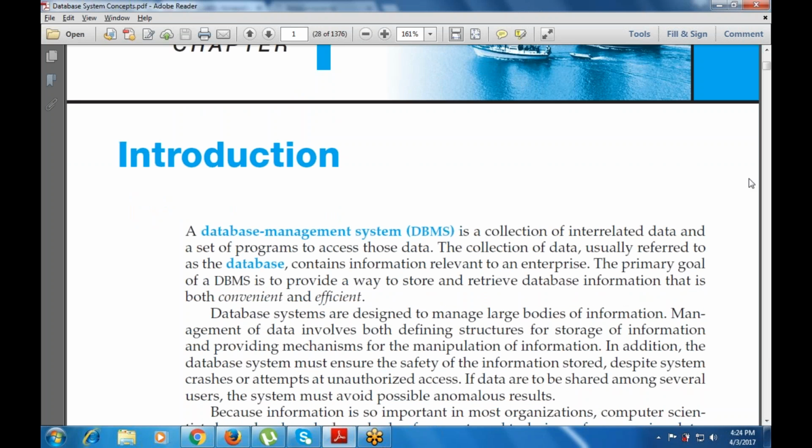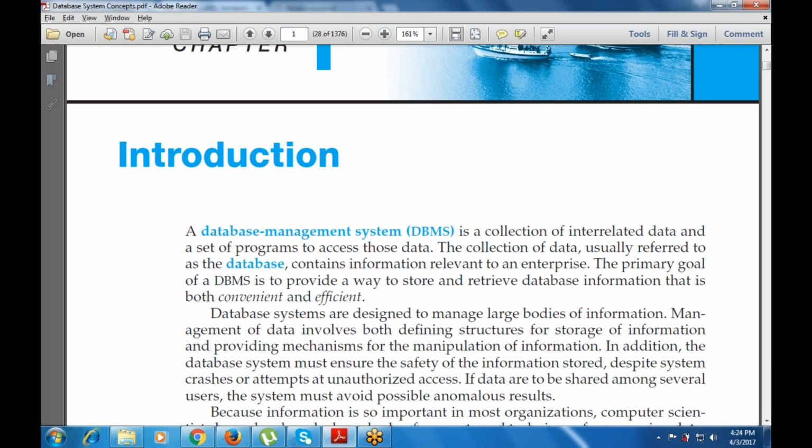So what is the DBMS? It is a collection of interrelated data and a set of programs to access the data. Whenever we combine interrelated data, together with a set of programs to access it, that is known as the DBMS. The collection of data, usually referred to as a database, contains information relevant to an enterprise.